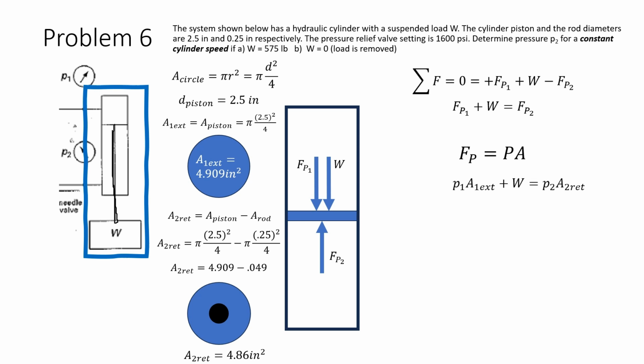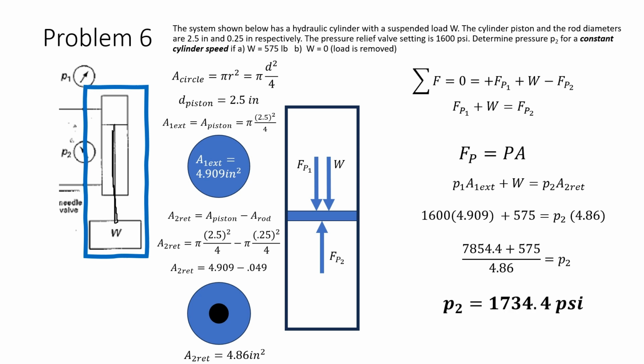We can take those values and go back to our equation. We want to substitute in for every force due to pressure, pressure times the effective area. So for our P1, we'll have P1 times A1 plus W. I'm going to just go with that balanced equation for now instead of equal to 0. We want to solve for P2. So we're going to take the left side of our equation divided by 4.86 and solve for P2, and get a value of 1734.4.